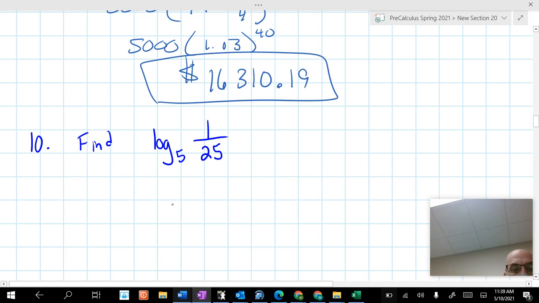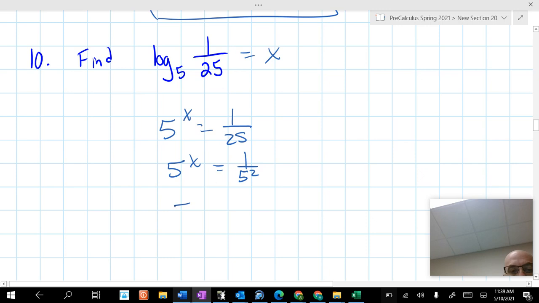Logarithm. What you do is set it equal to x, and 5 to the x equals 1 over 25. Or, on your calculator, you could take the log of 1/25 divided by the log of 5. Either way. So 5 to the x power equals 1 over 25. So 5 to the x equals 1 over 5 squared. So 5 to the x equals 5 to the negative 2. X equals negative 2.